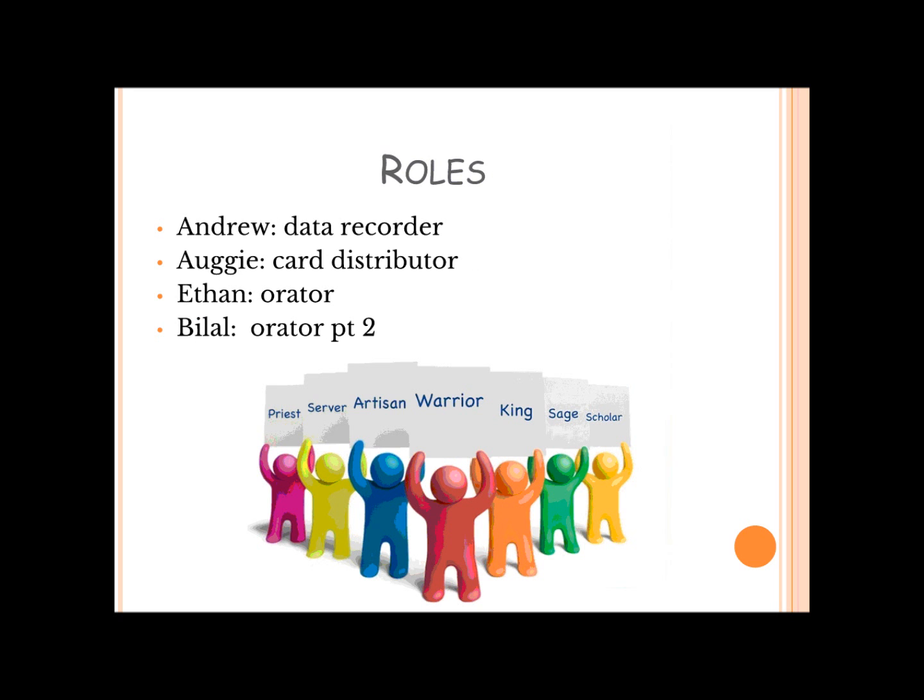Roles. Andrew was a data collector. Aji was the card distributor. Ethan talked about the experiment to the people, and Bilal answered any questions that they had about the experiment.